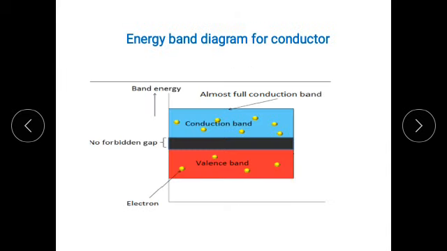This diagram shows the energy band diagram for conductors. Here this is the valence band, this is the conduction band, and this conduction band is almost full, and therefore there is no forbidden energy gap for conductors. Here this arrow shows the number of electrons, and it is observed that in the conduction band there are a number of free electrons.